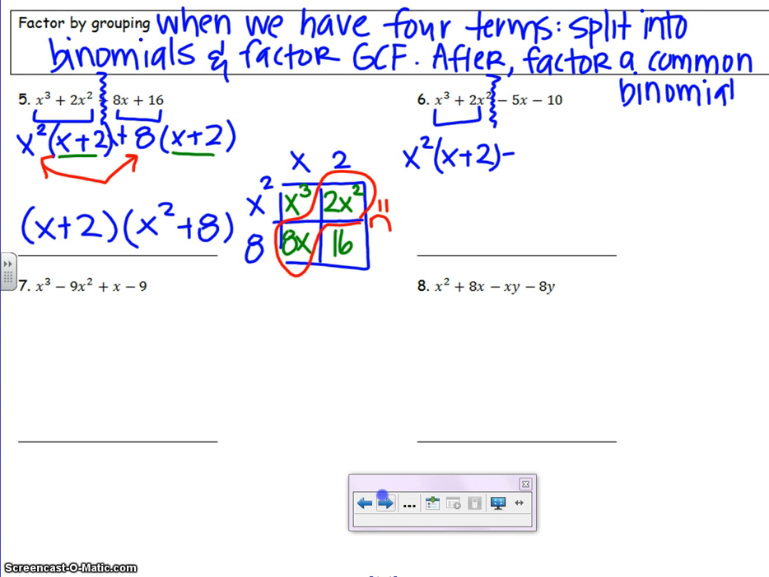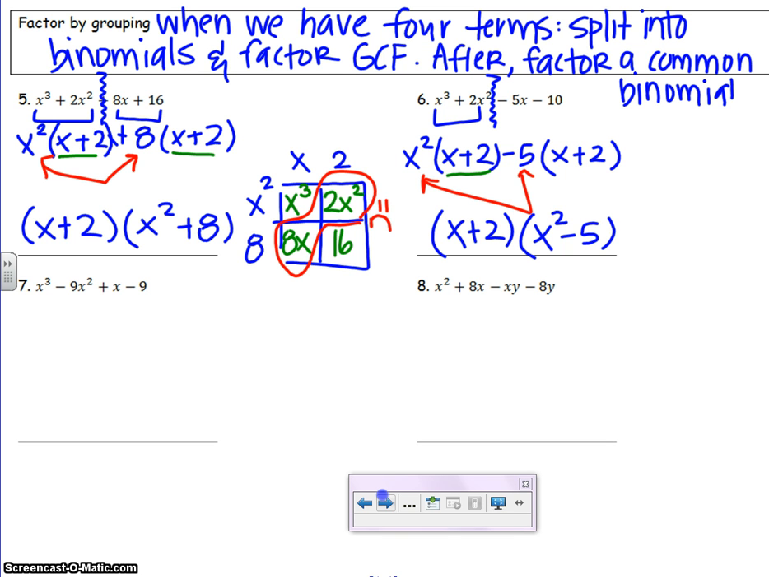Now when I'm looking at the second part, I want to get the x plus 2 to be in parentheses, so I'm going to have to factor out a negative 5. When I factor out a negative 5, then I'm left with x plus 2 in parentheses again. The idea is we're trying to get the common binomial, so now we can factor out the common binomial and we'll have x plus 2 times (x squared minus 5). Be sure that you're including the correct signs. And we can go ahead and move on to our next one here.